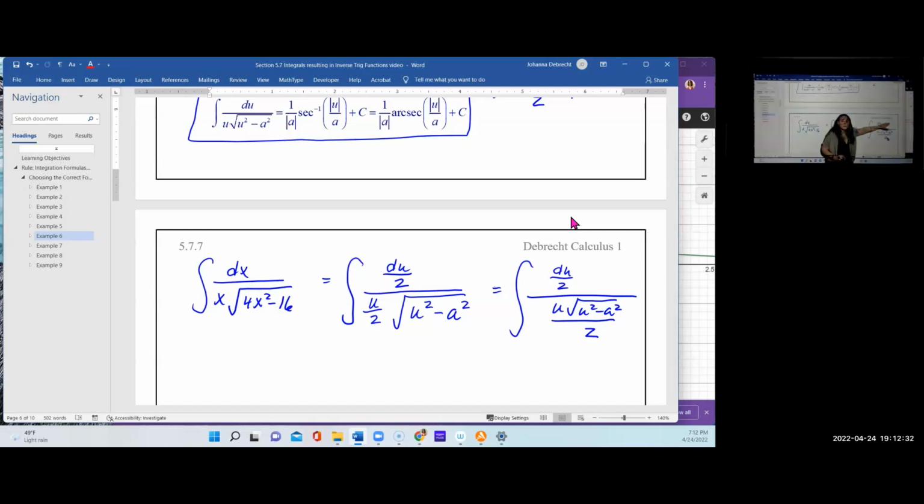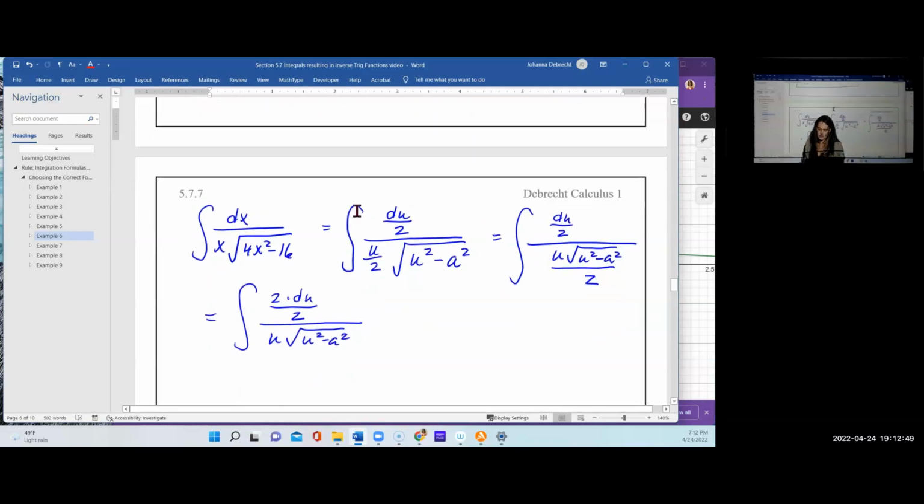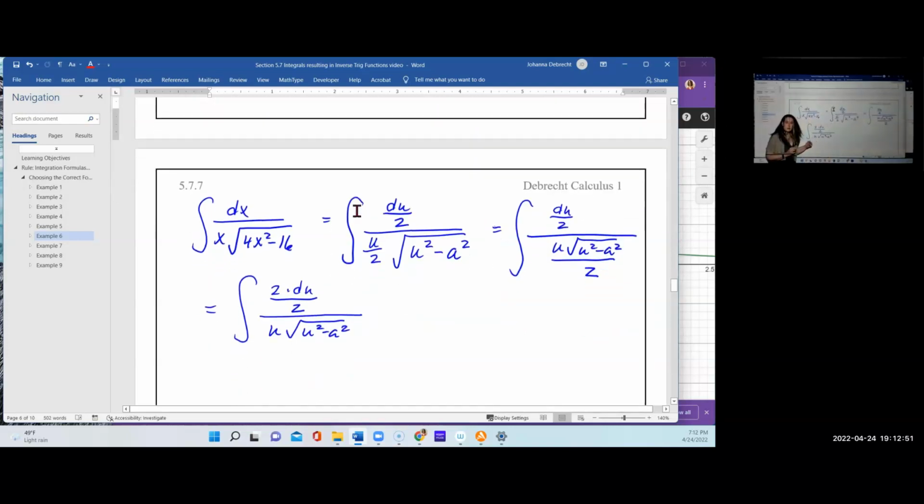So the 2 becomes the numerator of the numerator up with the du. That means that I get the integral of 2 times du over 2 over u times the square root of u squared minus a squared. Now the 2's will cancel. And when the 2's cancel, I'll be left with exactly the formula that involves arc secant. This is going to give me du over u radical of u squared minus a squared.